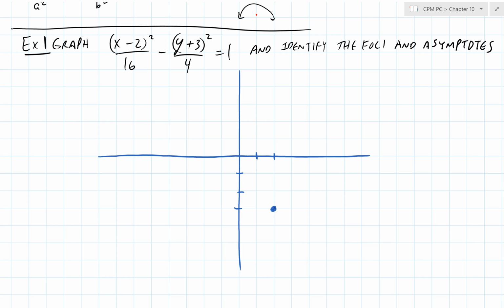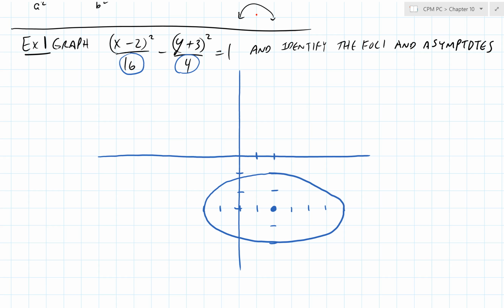So there's our center. And then just like an ellipse, the number underneath x tells us how far to move in the x direction from the center. And so since 16 is 4 squared, we're going to move 4 to the right and 4 to the left. And the number underneath y tells us how far to move in the y direction. So the square root of 4 is 2, so we're going to move 2 in the y direction up and 2 down. And if this was an ellipse, we would go ahead and draw the ellipse through those points.